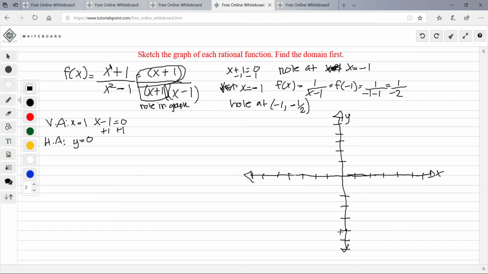Okay, so we said our vertical asymptote is x equals 1. So here's x, and it's going to be the dashed line because it's an asymptote. And then our horizontal asymptote is right here, which you just have to remember, or is y equals 0. So you could put a dash if it makes you feel better. Just make sure you don't go over the y equals 0.